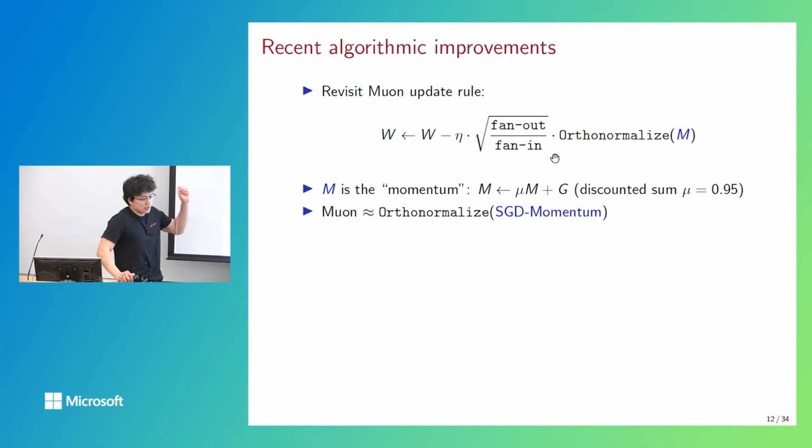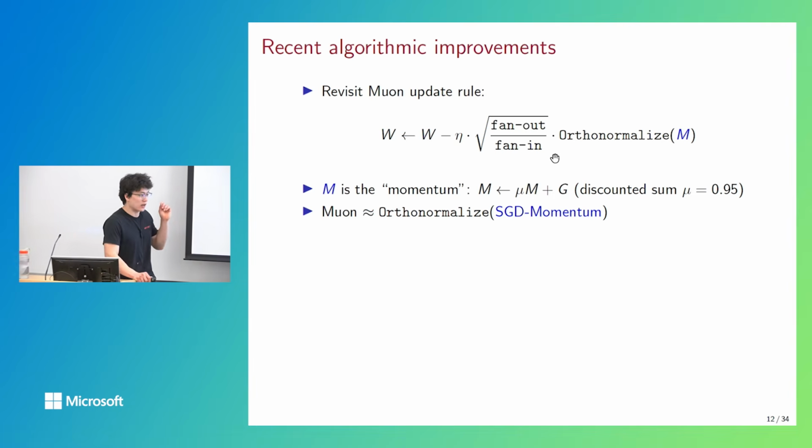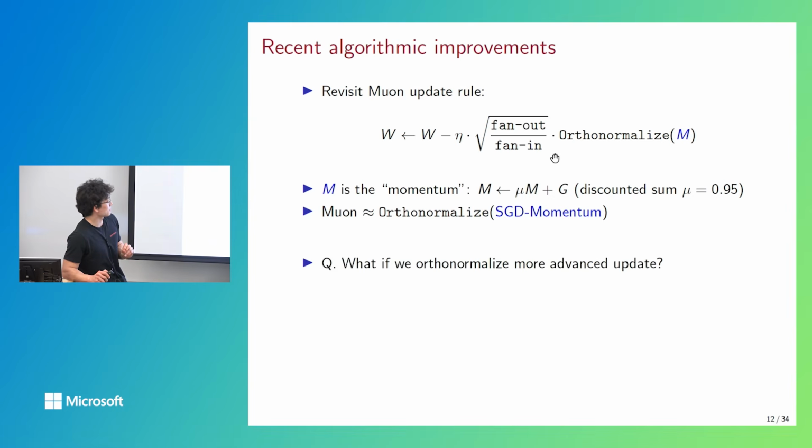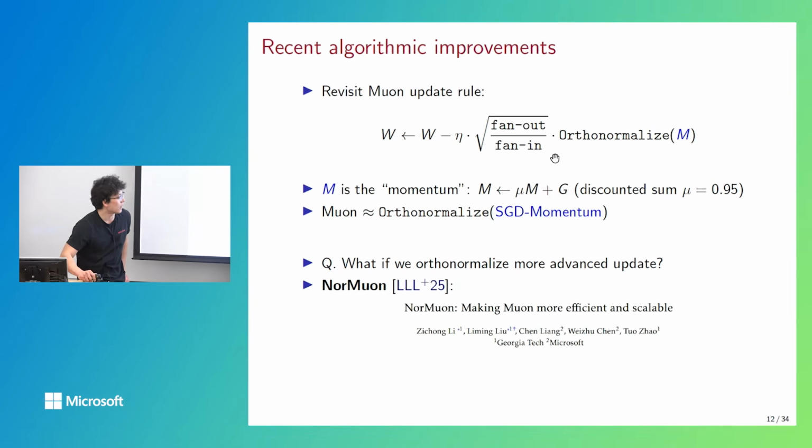Another way of looking at this, for those who are familiar with optimizers, is that you're orthonormalizing a known existing optimizer called SGD momentum. Upon seeing this, the natural question is, what if we orthonormalize a more advanced update rule, such as Adam, because Adam is known to be better than SGD momentum? That's precisely the approach taken by some colleagues from Microsoft in collaboration with Georgia Tech, called NorMuon. So I'm going to quickly talk about what they did.